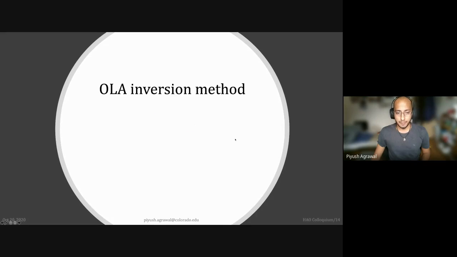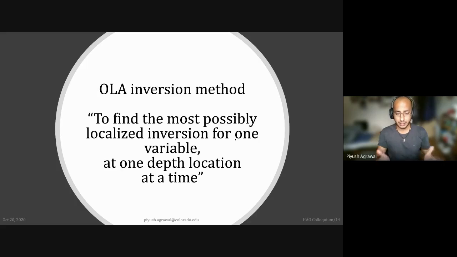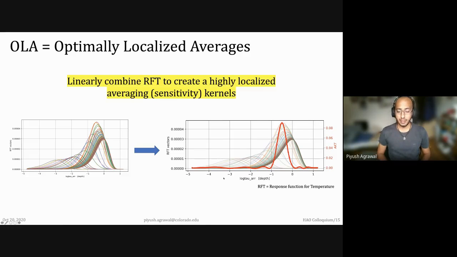Now, talking about the OLA inversion method. The tagline with the OLA inversion method, on the contrary, is that it focuses on inverting for one variable at one depth location at a time, while minimizing the crosstalk from all the other variables in the system, if they are present. OLA stands for optimally localized averages.